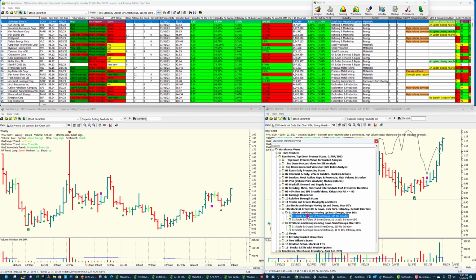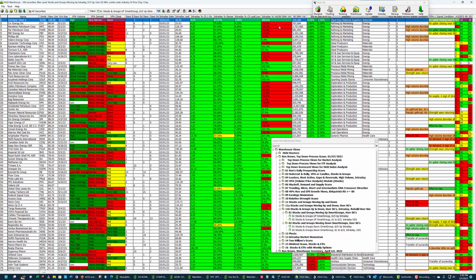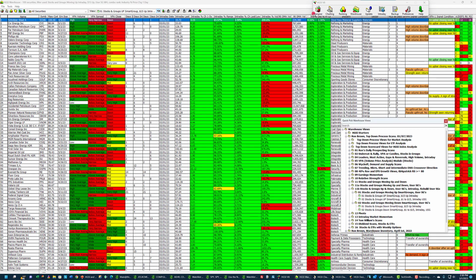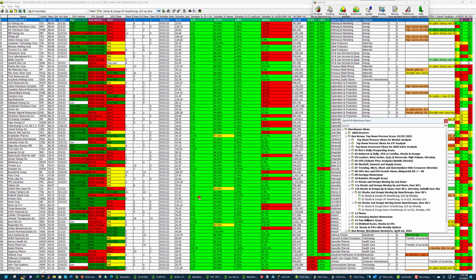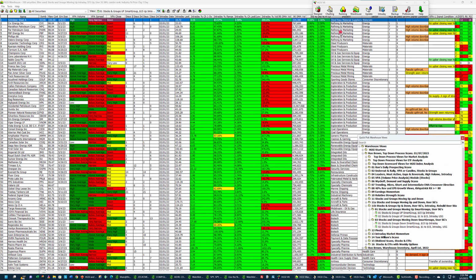So let's look at these stocks. Stocks and groups up Smart Group. These are $15 and up. Remember, I rebuilt the industry groups. These groups are up and these groups are down. But all of the stocks are up because that's a requirement for this. So where's my strength today? Intraday.